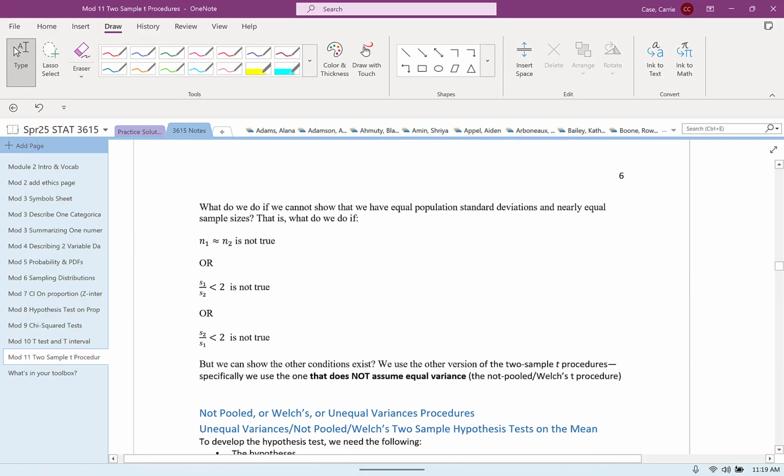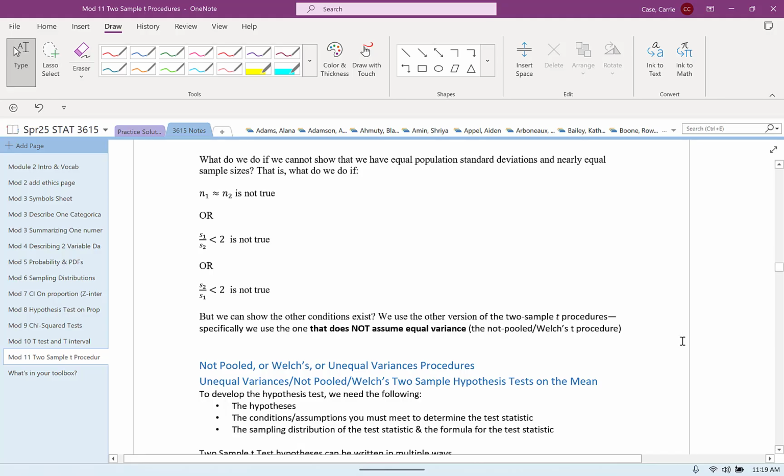All right, so what do we do if we cannot show that we have equal population standard deviations and nearly equal sample sizes? That means, what do we do if N1 is not approximately equal to N2, or S1 over S2 less than 2 is not true, or S2 over S1 less than 2 is not true, but we can show that other conditions exist? We use another version of this test called the two-sample T procedures. Specifically, we use the one that does not assume equal variances, and that's called the not pooled Welch's T procedure, which we will do next.